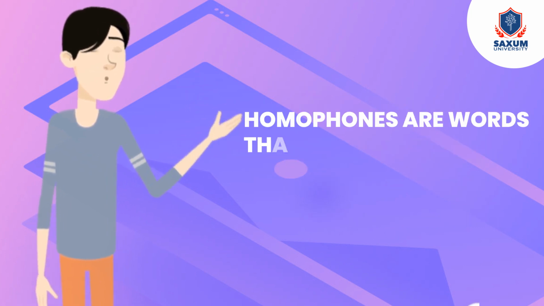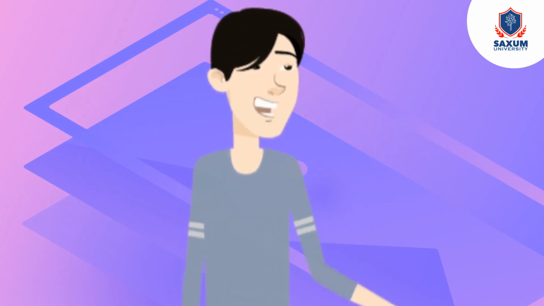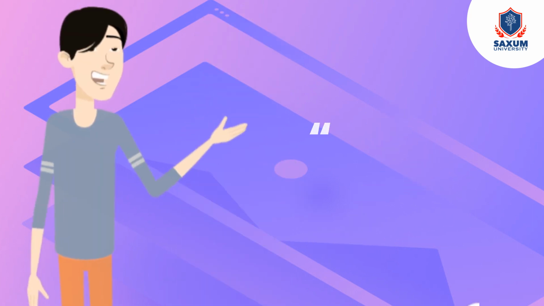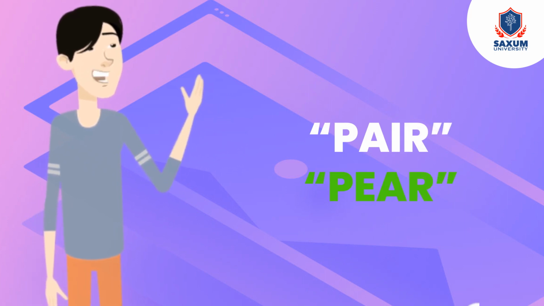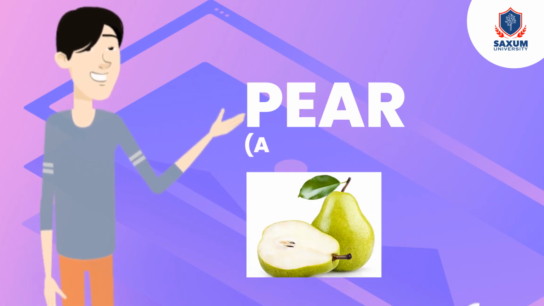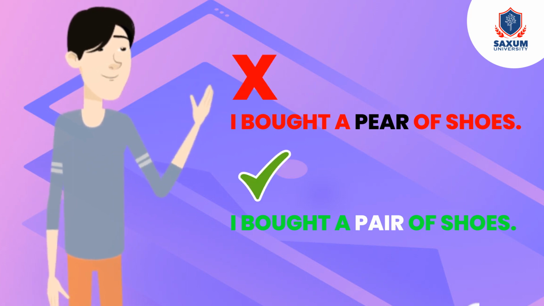Homophones. Homophones are words that sound the same, but they have different spelling and meanings. Homophones can be particularly problematic when you are writing. If you choose the incorrect one, some people may not understand your sentence. For example, pair and pear sound the same, but they are not the same. Pair, two of the same thing. Pear, a fruit. I bought a pair of shoes.